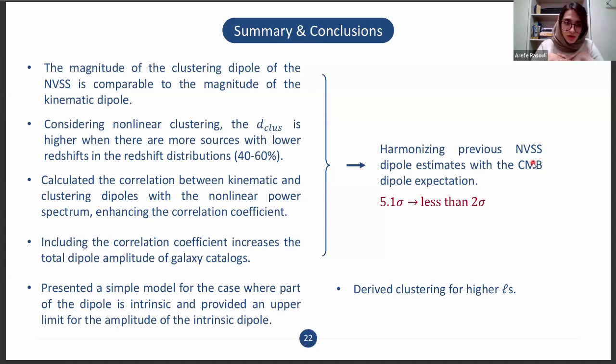And in the second part, I tried to present a simple model for the case that part of this dipole is intrinsic. And we tried to calculate the clustering for specific L's in this model.